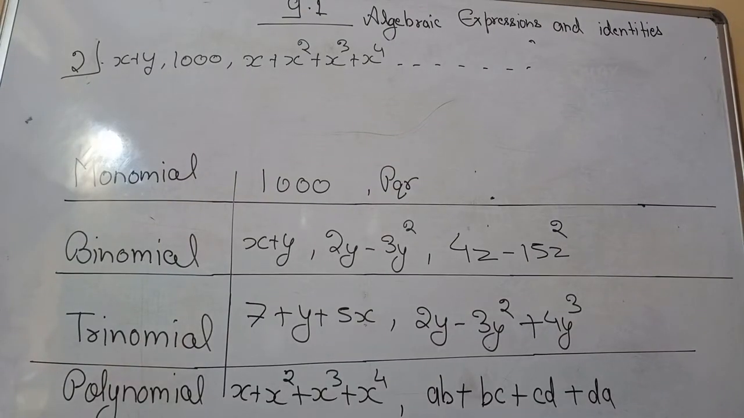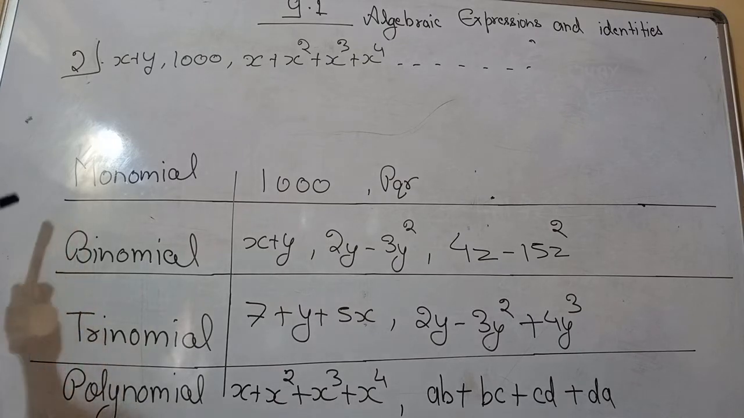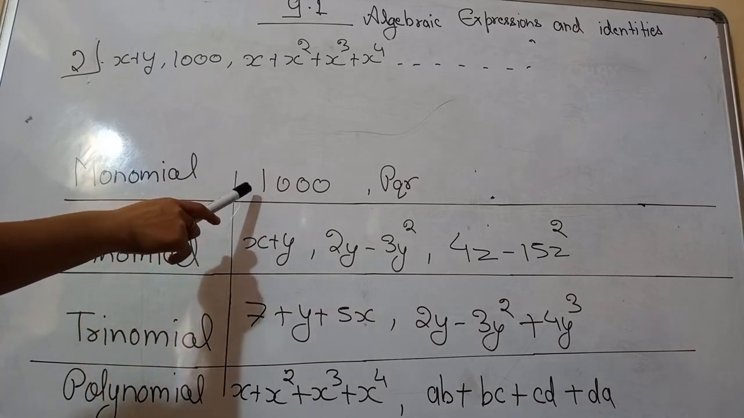Now see question number 2 of exercise 9.1. Here in this question there are some algebraic expressions given and we have to classify them into monomial, binomial, trinomial and polynomial. Okay. So first let me explain what are these 4 terms: monomial, binomial, trinomial and polynomial. Monomial means any expression which is containing only one term.